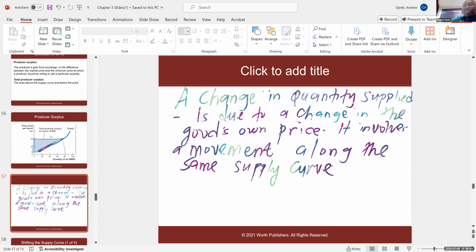So basically, that's what I'm saying. You have something like this. You've got price here, quantity here. The supply curve is upward sloping, right? When this is P1 and this is Q1, this is point A on the supply curve. When price increases to P2, you move along the same supply curve to point B. So an increase in price leads to an increase in quantity supplied.